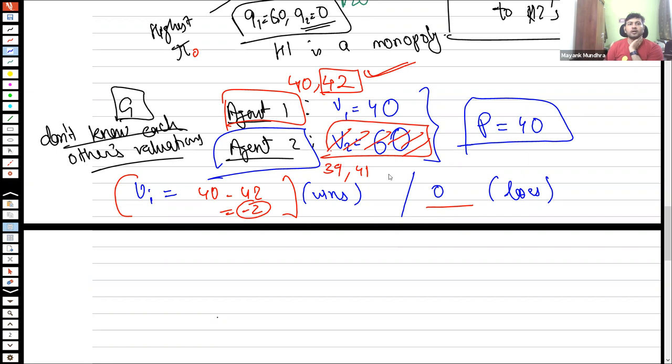Sir, I have a doubt. How can it be 40? For example, if agent one says 40 in the end, agent two can counter, right? Yeah, that's what I said. That's why I said it. We assume, we don't complicate things further. We say that it's going to be 40.